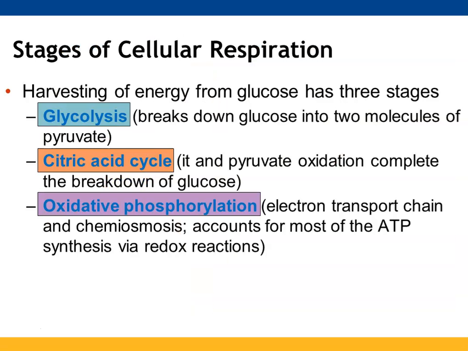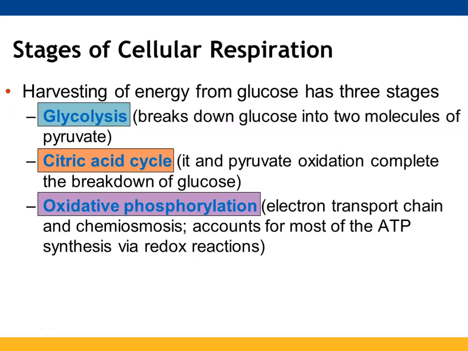So within cellular respiration, there are three processes: glycolysis, the citric acid cycle, and oxidative phosphorylation. Glycolysis is the first step where we take glucose, which is a 6-carbon molecule, and we break it into two 3-carbon molecules of pyruvate. Citric acid cycle is where we take the pyruvate and we finish breaking down the glucose.